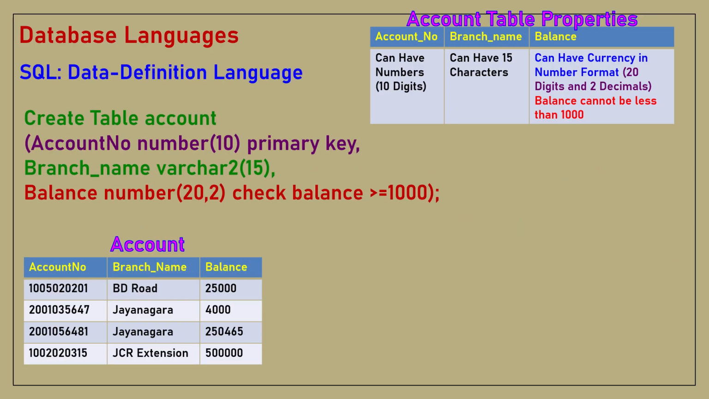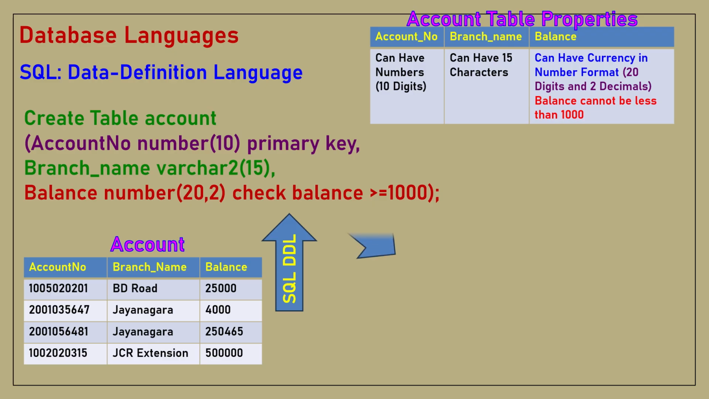The SQL data definition language. For creating account table using SQL, the query would be: create table account, account_number number(10) primary key, branch_name varchar2(15), balance number(20,2) check balance greater than or equal to 1000.